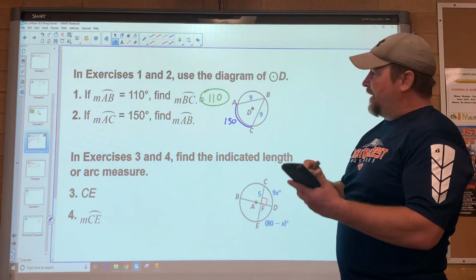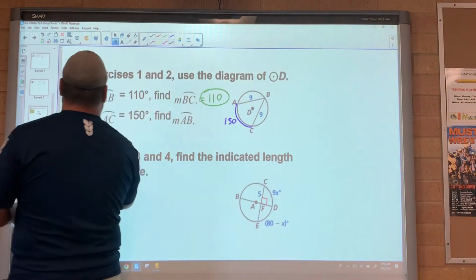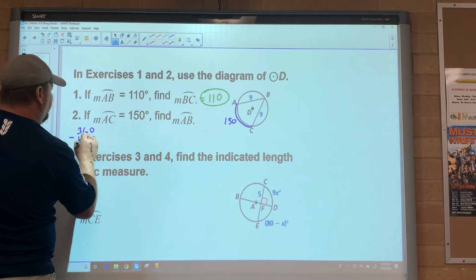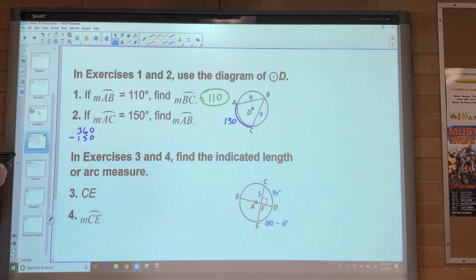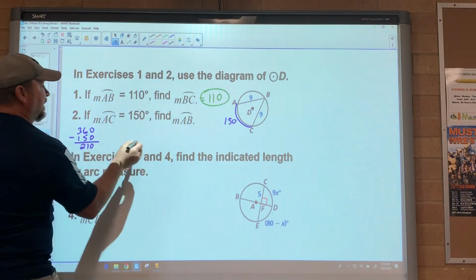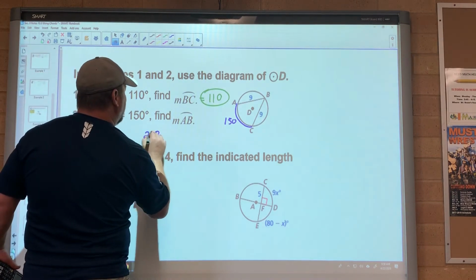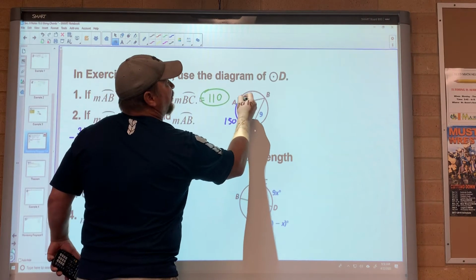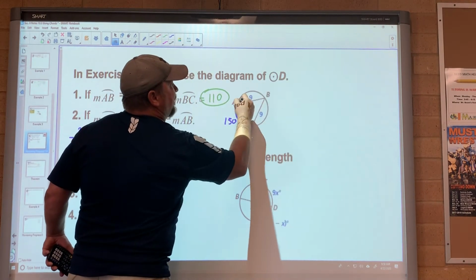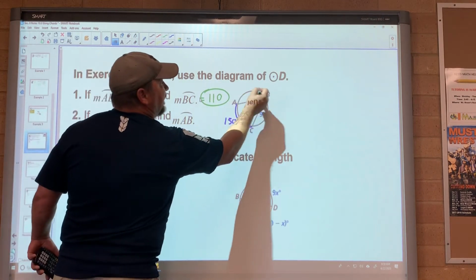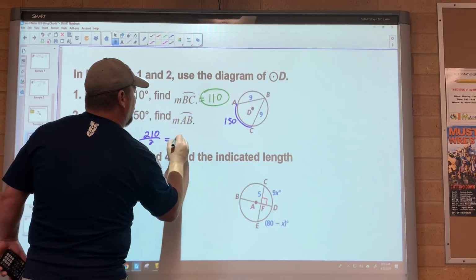So we'll take 360 minus 150, which should be 210. And then we're going to take the 210 and cut it in half. So 210 cut in half. Now, does everybody understand why we're cutting it in half? Because 210 would be that distance there, and we just want half of it for A to B. So it would be 105.